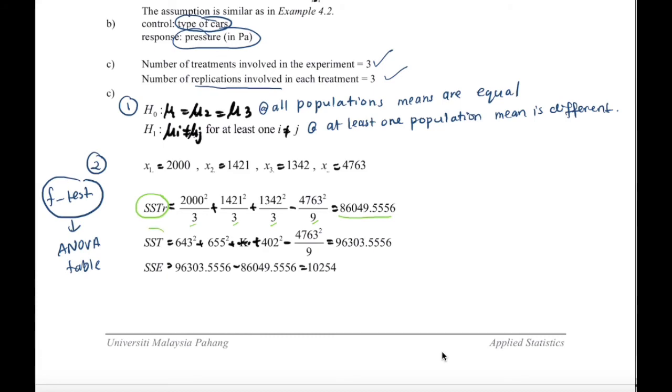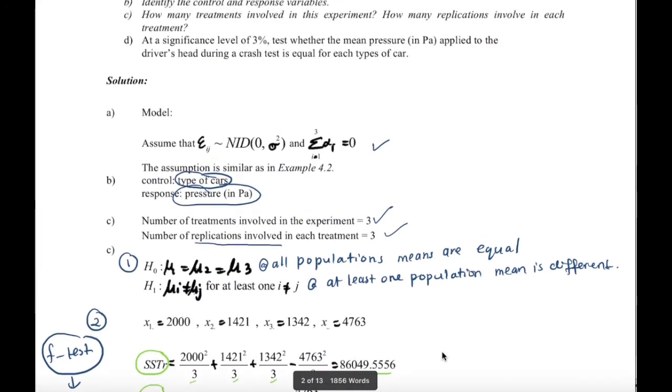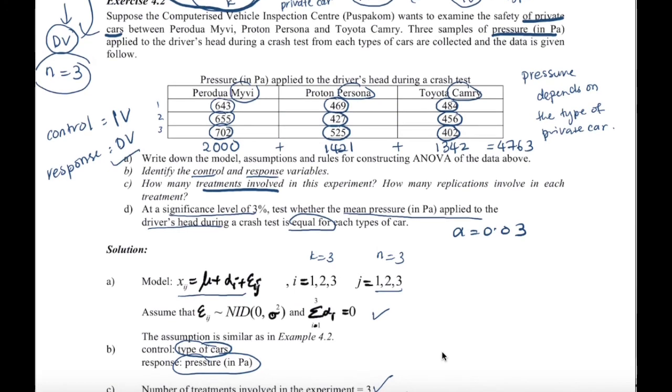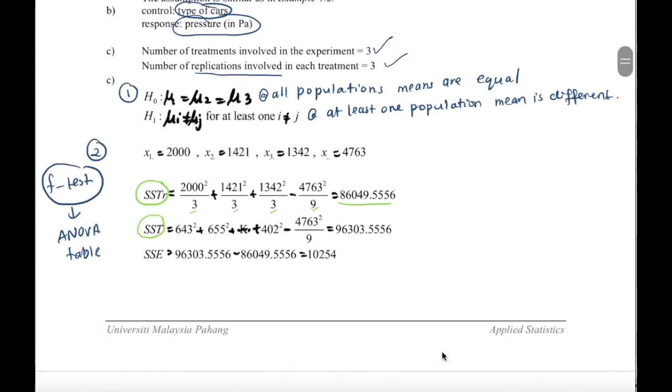And then find SS total. To find SS total, you square each of these data values and then add them up: 643 square plus 655 square plus 702 square plus 469 square until 402 square. Then you minus total square divided by total data, 9. You will get 59303.5556, taking up to 4 decimal places.